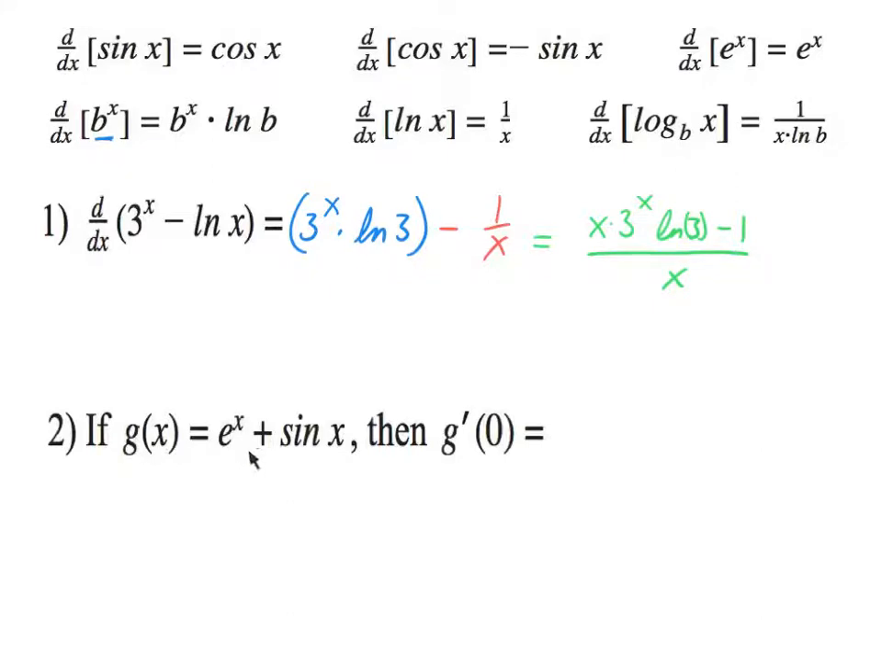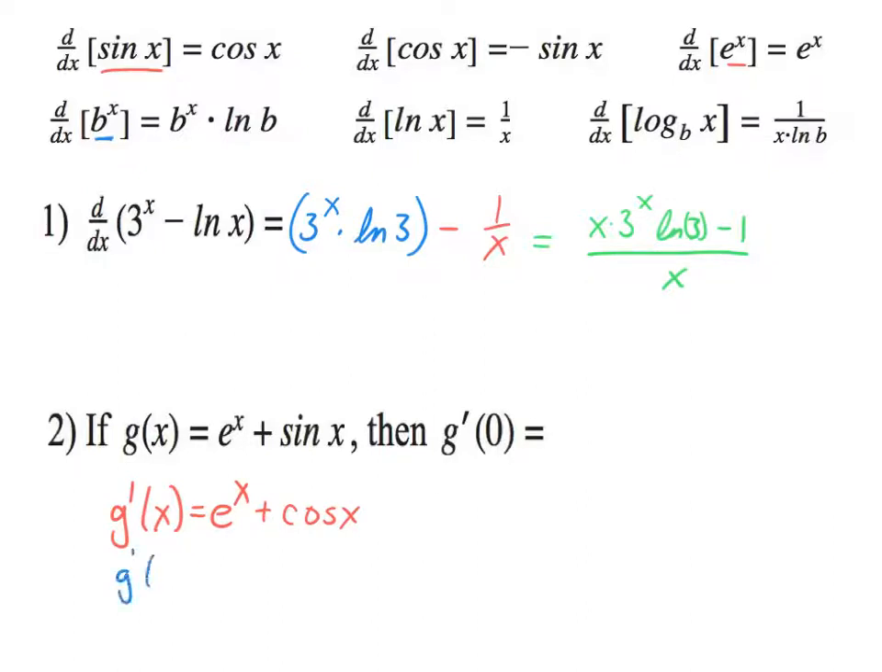All right, next, this one. We're going to take the derivative of g and then plug in 0. So let's take the derivative of this. g prime x is going to be equal to, what's the derivative of e to the x? Derivative of e to the x is e to the x. And what's the derivative of sine x? Well, that is cosine x. All right, so we just took our derivative. Now we are going to plug in 0.